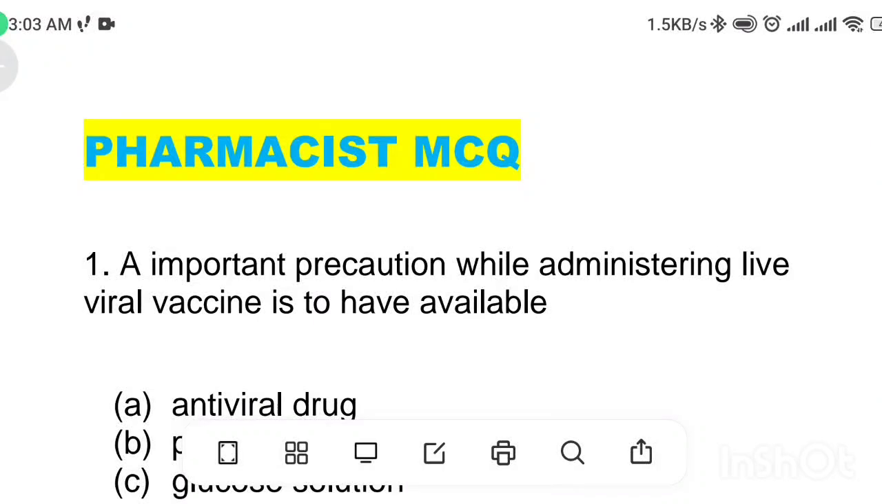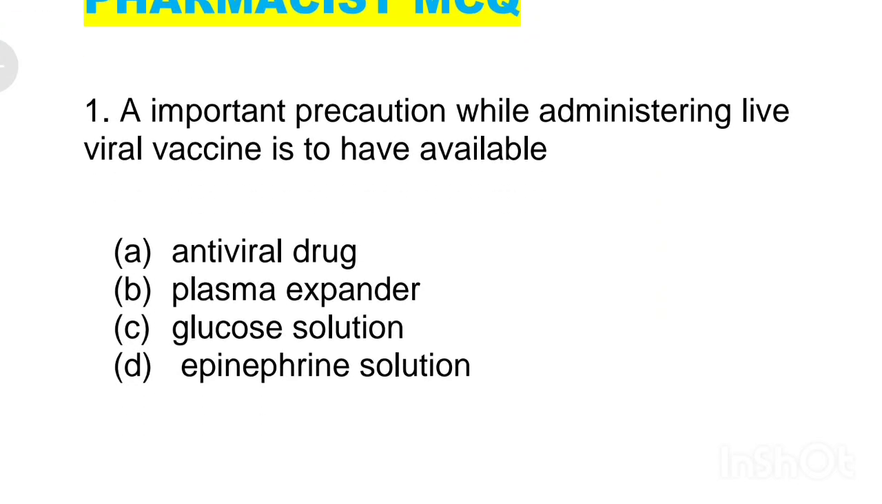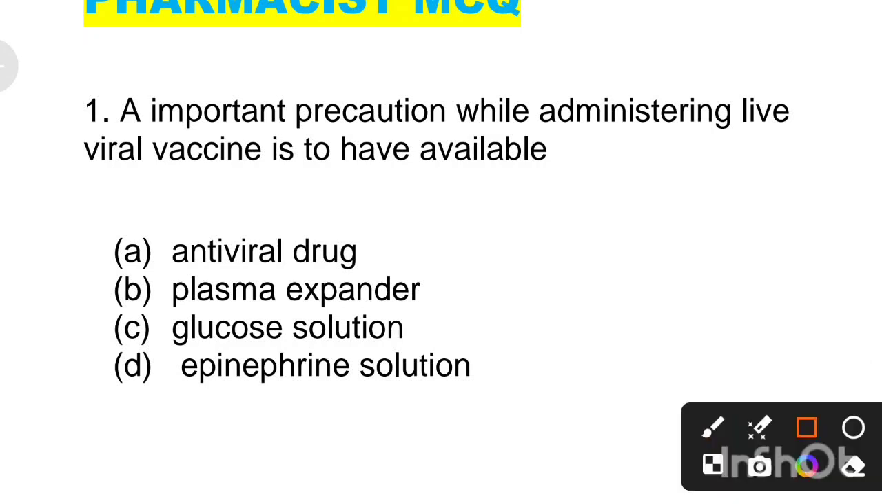First question, an important precaution while administering live viral vaccine is to have available: option A, antiviral drug; option B, plasma expander; option C, glucose solution; option D, epinephrine solution. Right answer is option D.